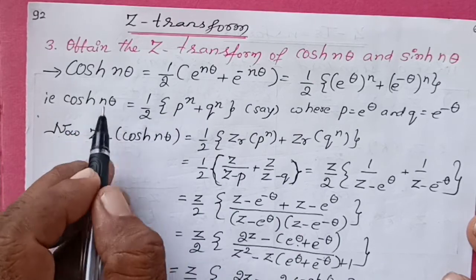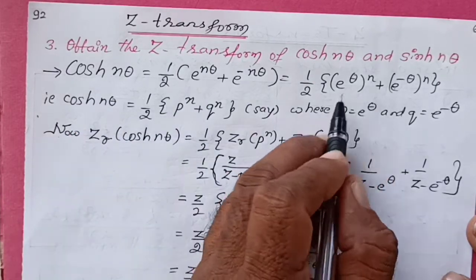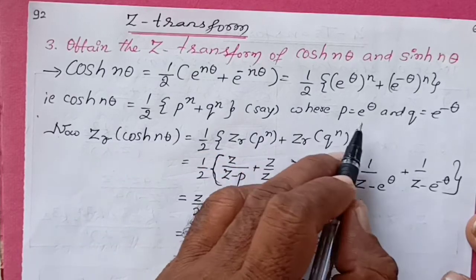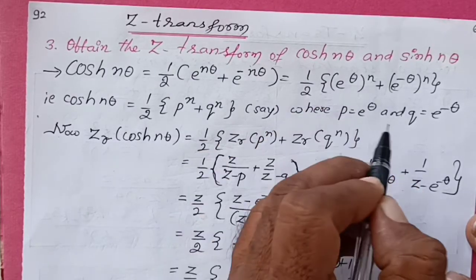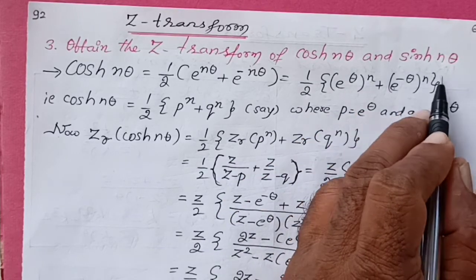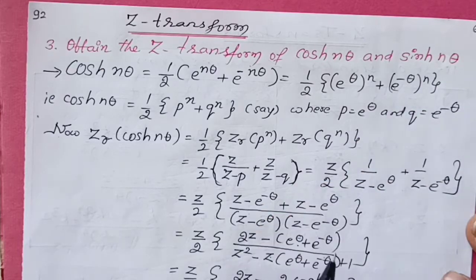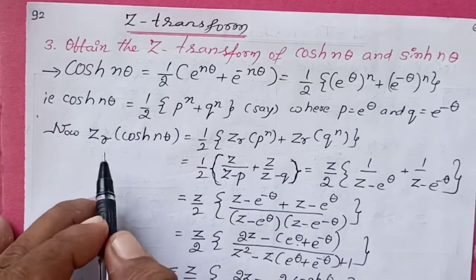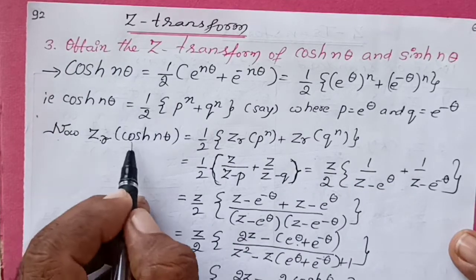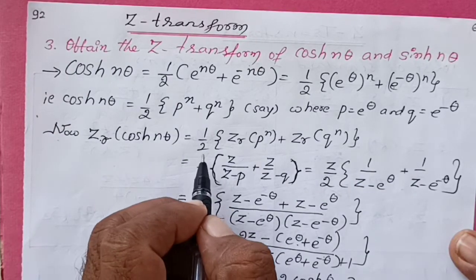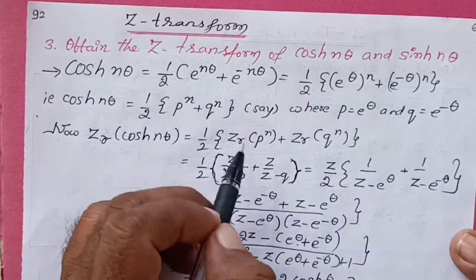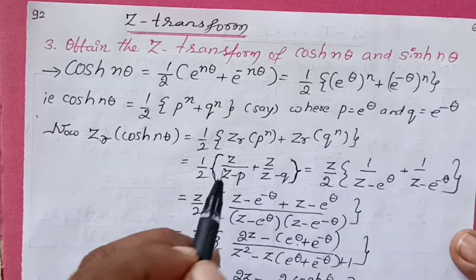So cos hyperbolic n theta is equal to half of p raised to n plus q raised to n, where p is equal to e raised to theta, p raised to n, and q is equal to e raised to minus theta, that is q raised to n. Now taking Z transform on both sides, Z transform of cos hyperbolic n theta is equal to the constant half we take outside, next Z transform of p raised to n plus Z transform of q raised to n.